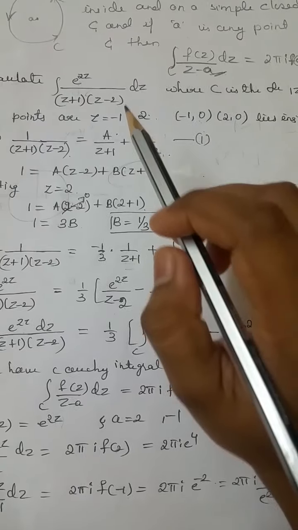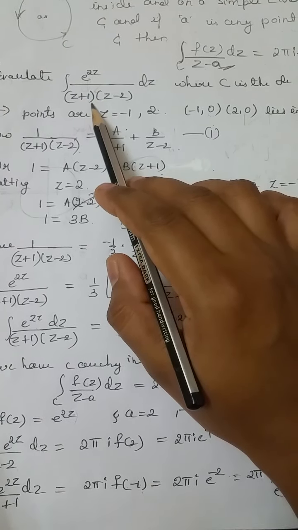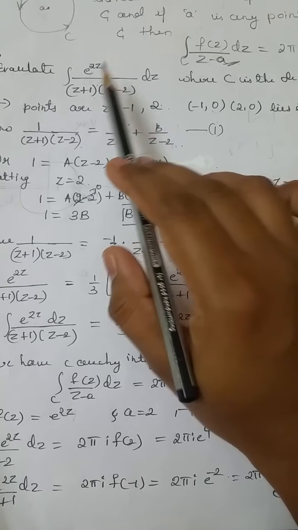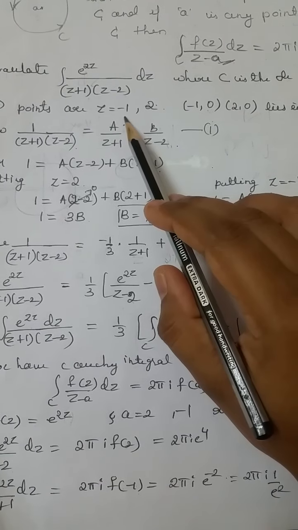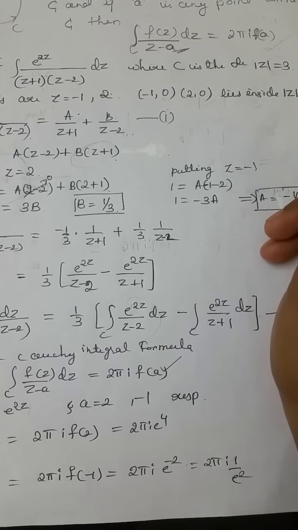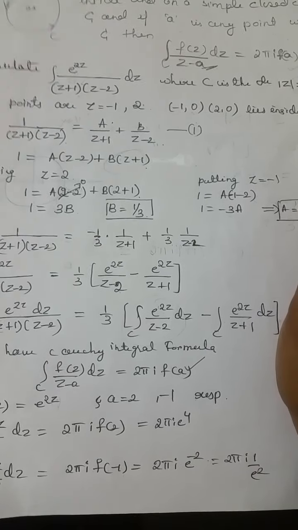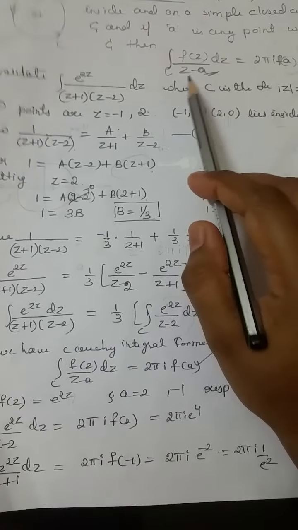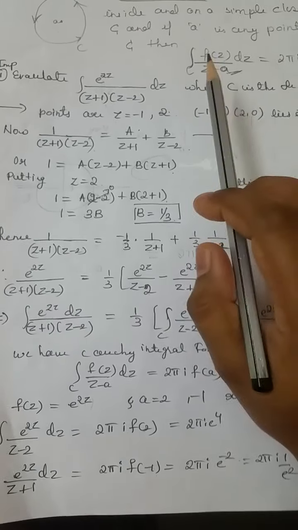Now first of all we need to find the singular points of the given function. What are the singular points? Here z equal to minus 1 and z equal to 2, right? And now these points lie inside the given circle, modulus of z is equal to 3. So if they lie inside the circle, then use the Cauchy's integral formula, right?